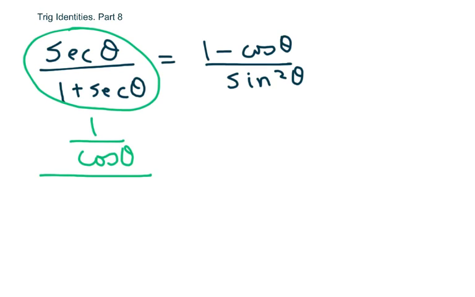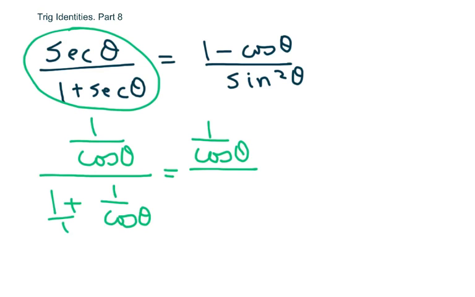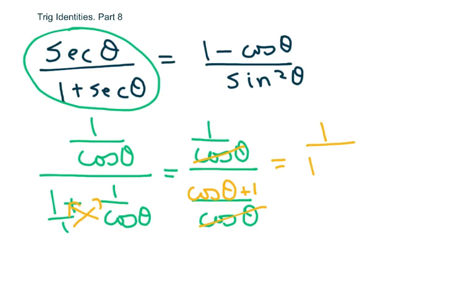So in this case, I'm going to rewrite my left side in terms of sine and cosine. I'm going to write this as 1 over cosine of theta, and my common denominator is cosine of theta. And if you cross here, you get cosine of theta plus 1. So these two cancel, and what we're left with is 1 over 1 plus cosine of theta. Now, if you notice, this doesn't work.